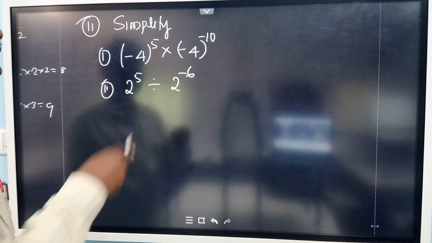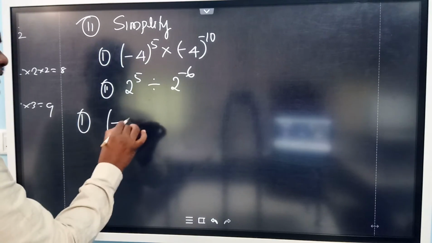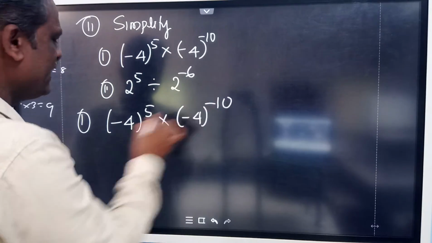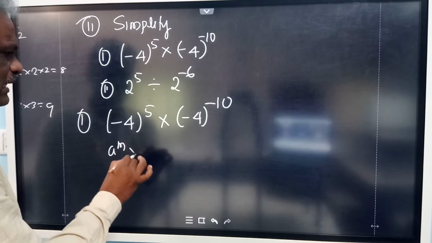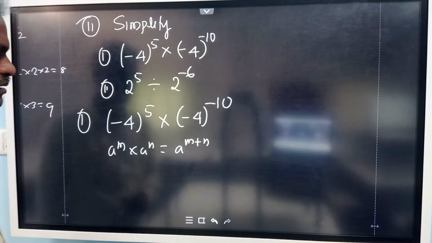Now we have two questions. First one, let us solve this one. Minus 4 all to the power 5 into minus 4 all to the power minus 10. Here in both the cases the bases are same, so you can use the formula a to the power m into a to the power n is a to the power m plus n.